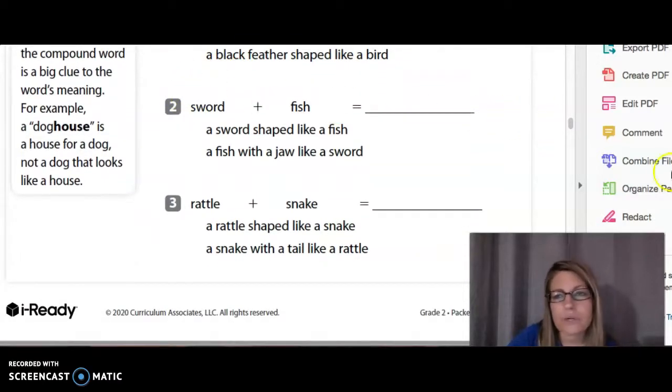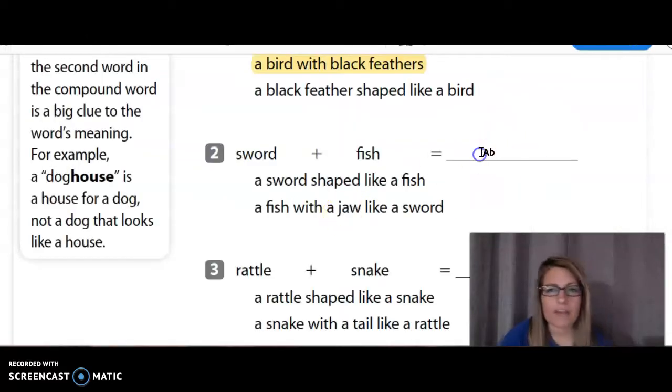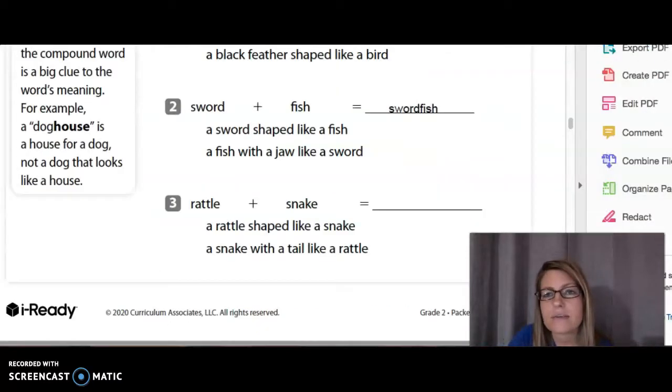Number 2, a swordfish. All right, if I put sword and fish together, I end up with the compound word swordfish. What is a swordfish, you ask? Well, do we think that a swordfish is a sword that's shaped like a fish, or a fish with a jaw that is like a sword? A swordfish is a type of fish that looks like it has a sword as a mouth. So that is a swordfish.